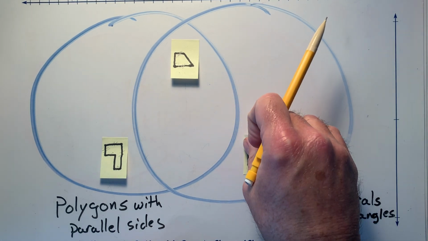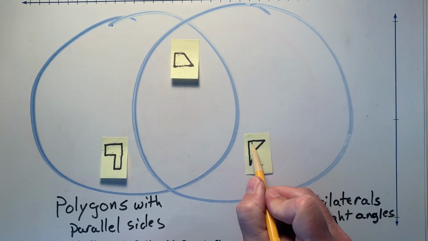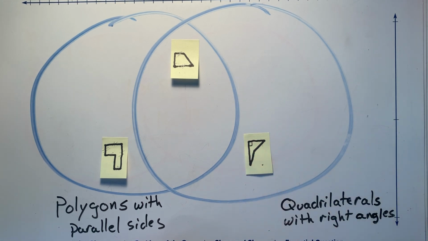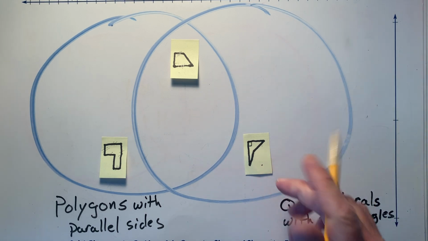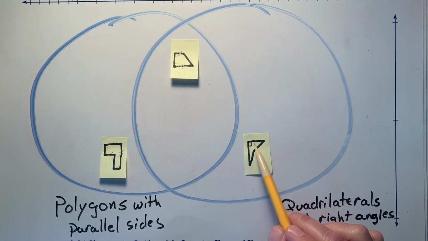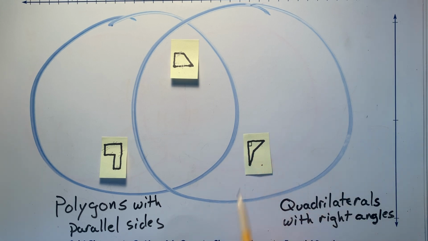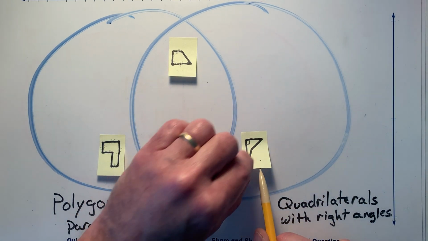Here's another shape. This one appears to have a right angle. Now, let's count how many sides. 1, 2, 3, 4. This is a four-sided figure. This is definitely a quadrilateral. It's also a polygon because it has straight sides.